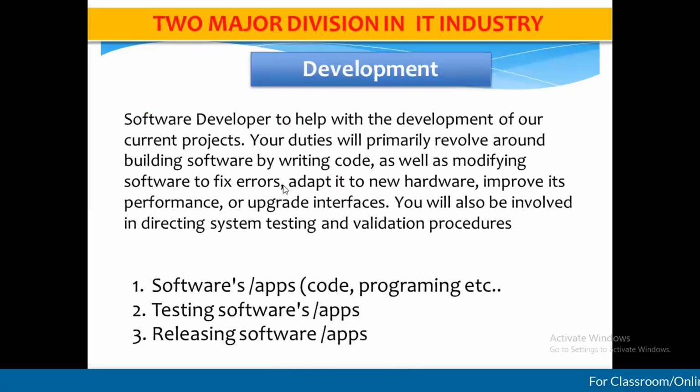So someone is with us. What is development? Yes, guys, in the IT industry there are two major divisions: development and operations. What does development do? Software engineers write the code, modify that code, and fix the errors. Why? Because new hardware needs improved performance and upgraded interfaces, and the system is tested directly for validation. They write the source code, test the software, and then release the software.